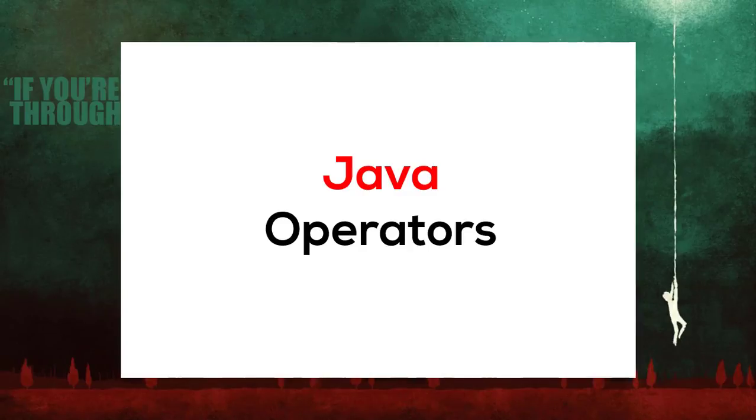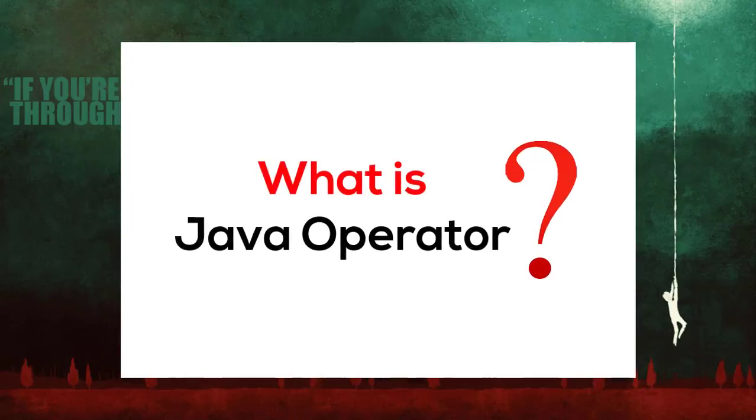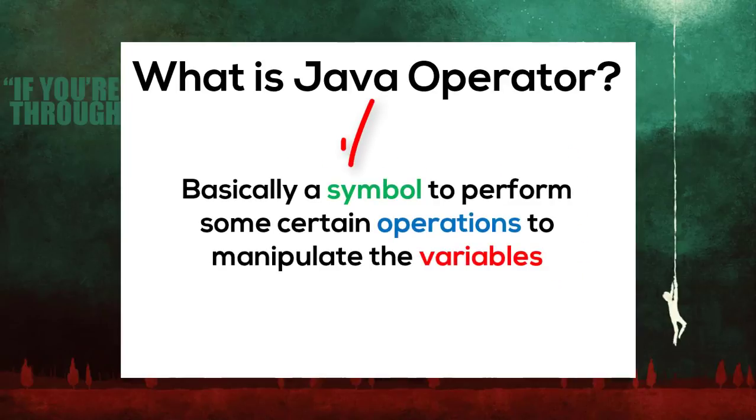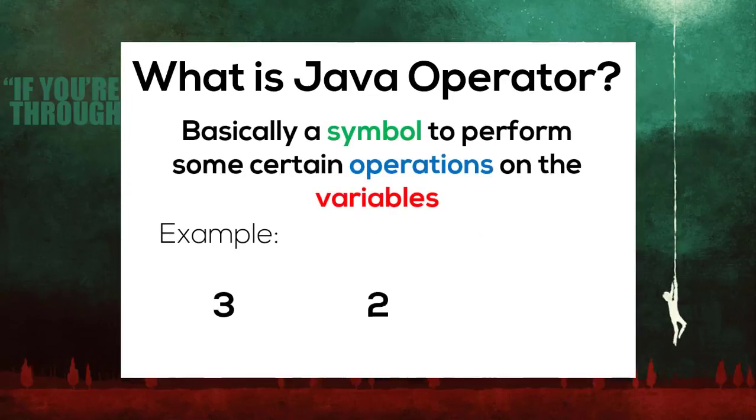As usual, we are going to begin this episode with a very simple question. What is a Java operator? Java provides us with a rich set of operators. A Java operator is basically a symbol that allows us to perform certain operations to manipulate the variables. For example, if we were to sum two variables together, we will use the plus operator just like how we have learned it in elementary school.